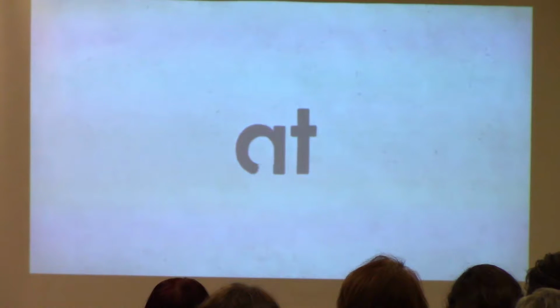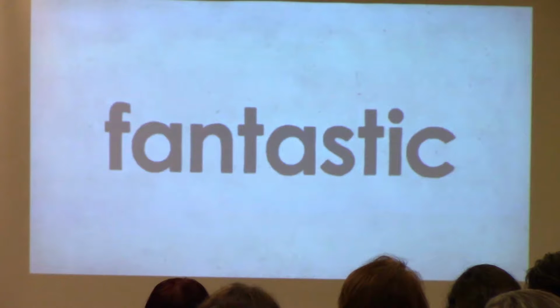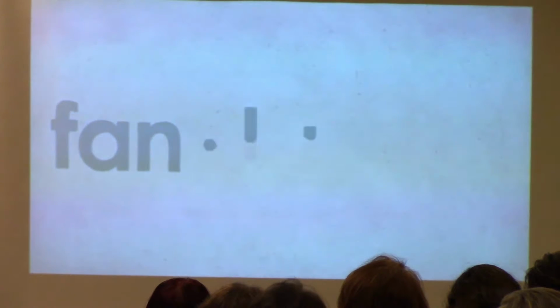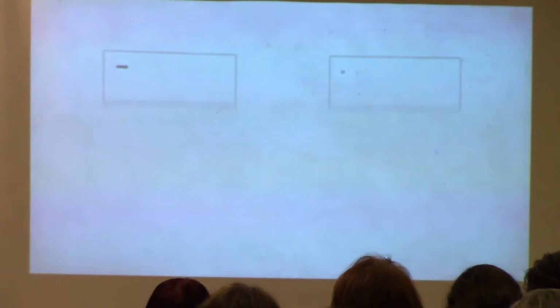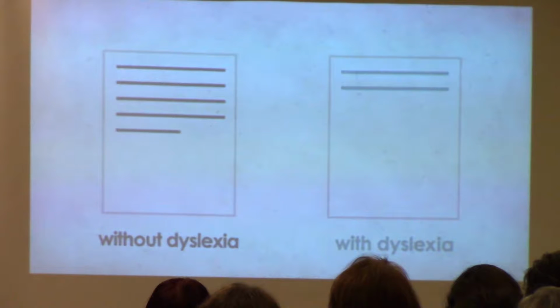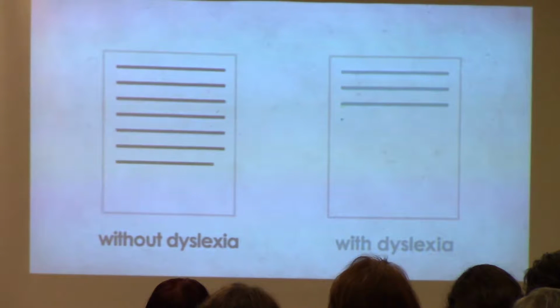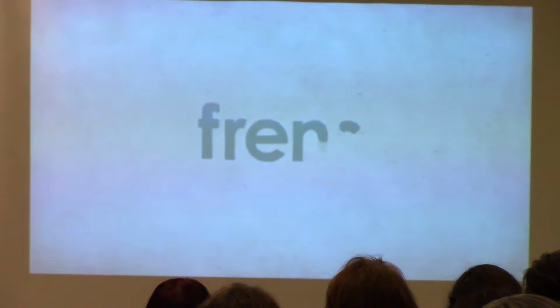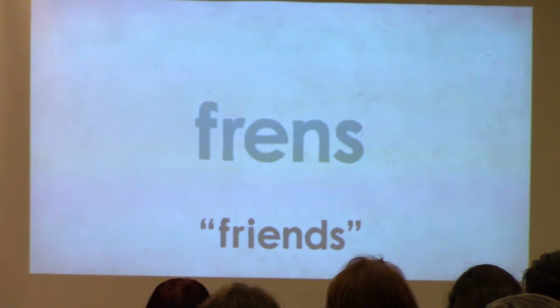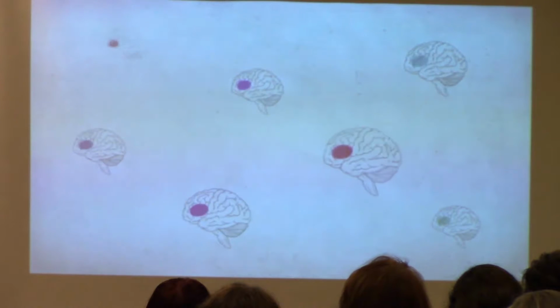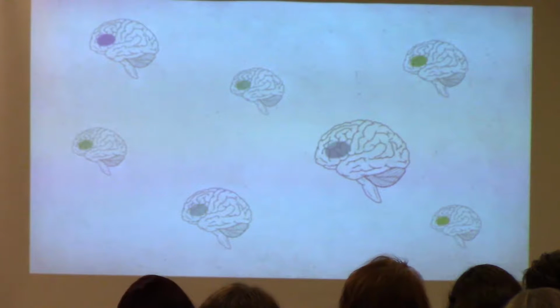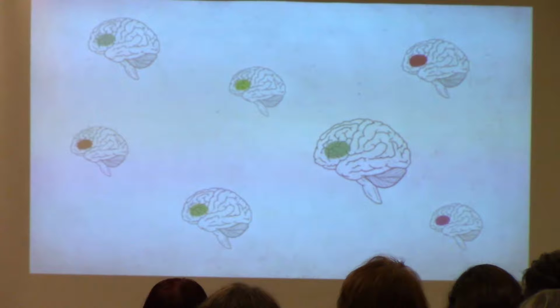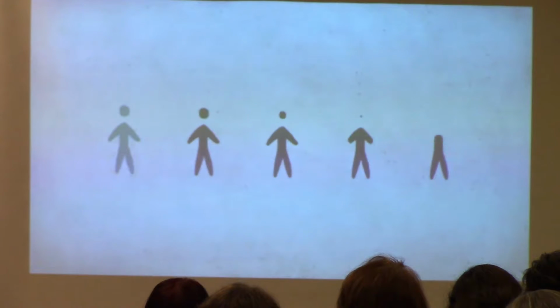Given a word in isolation like fantastic, students with dyslexia need to break the word into parts to read it. Fan, tas, tick. Time spent decoding makes it hard to keep up with peers and gain sufficient comprehension. Spelling words phonetically like S-T-I-K for stick and F-R-E-N-S for friends is also common. These difficulties are more widespread and varied than commonly imagined. Dyslexia affects up to 1 in 5 people.